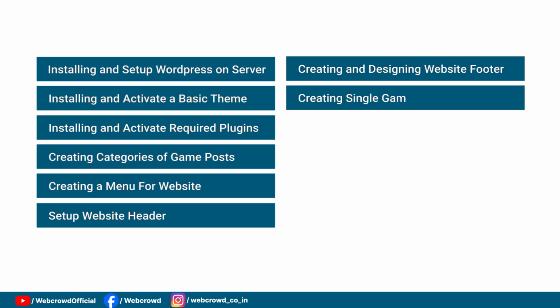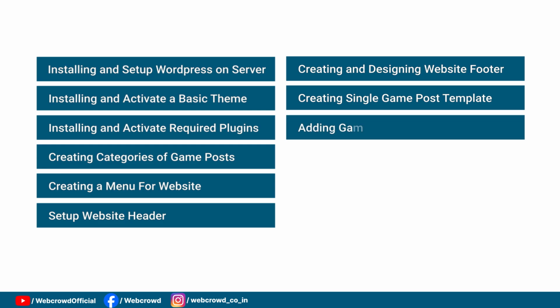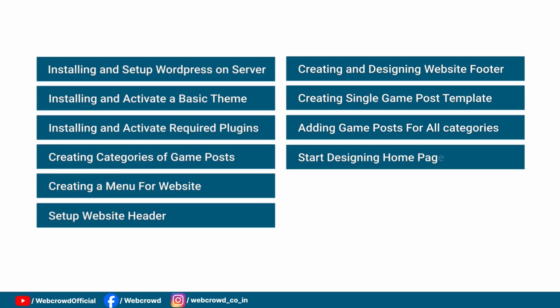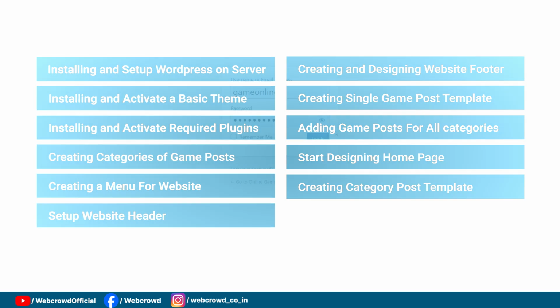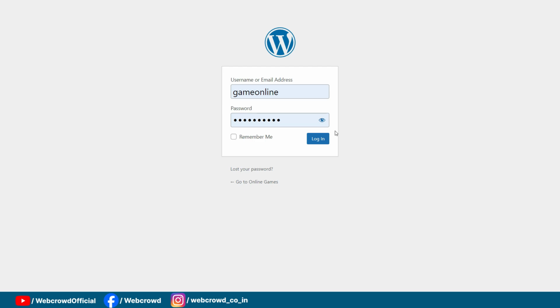Then we will create the single game post template. This is the very important part. After that we will start creating the game posts for all the categories. Then finally we will start designing the homepage. And the very last, we will create the category post template for our category.